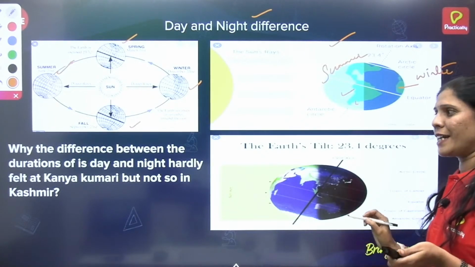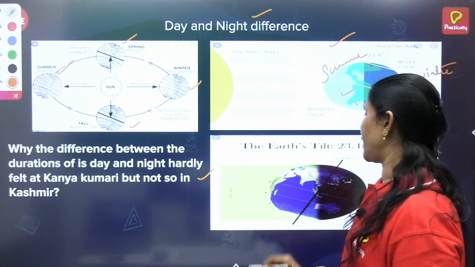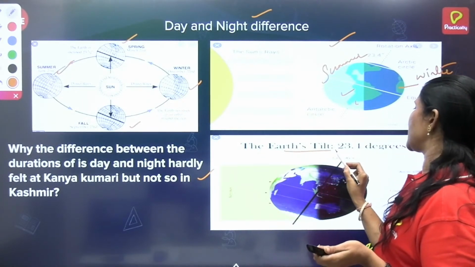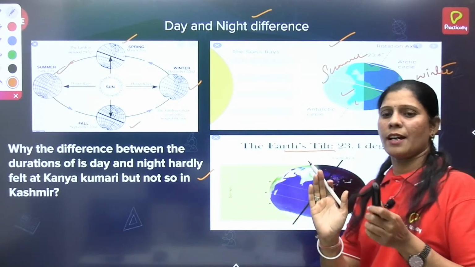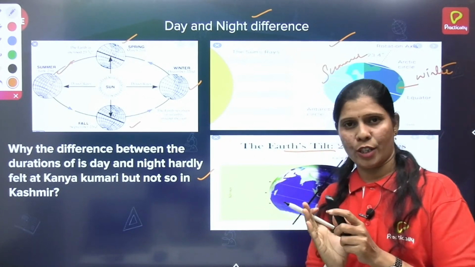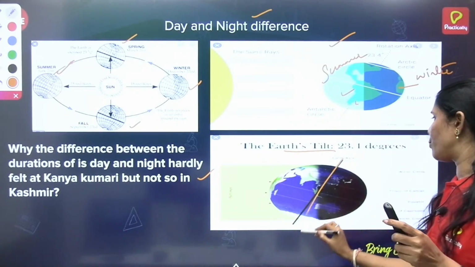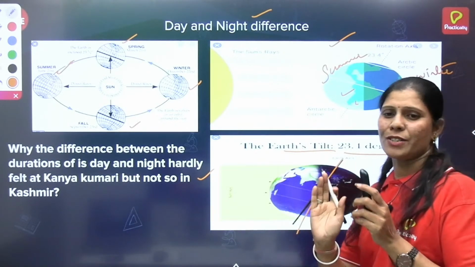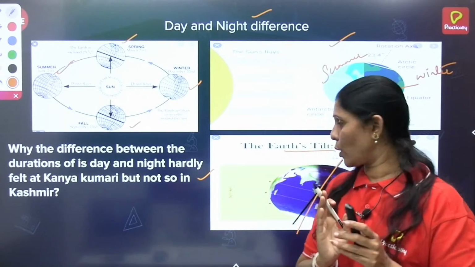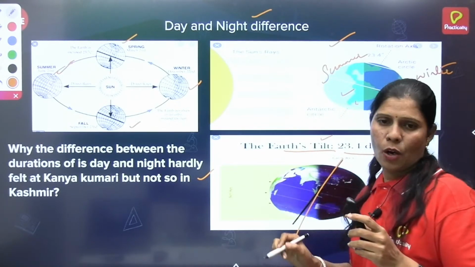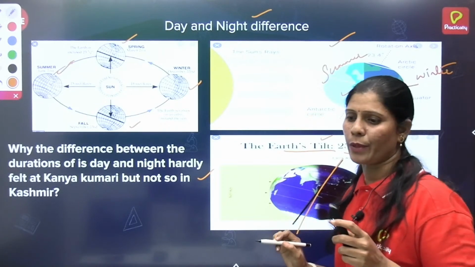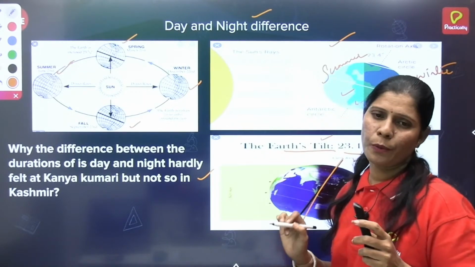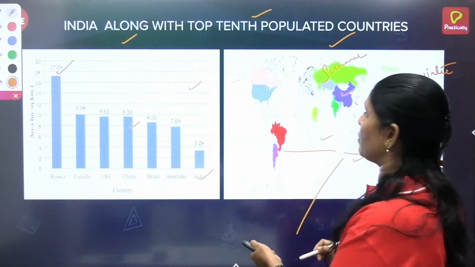And there is another reason why the day and nights differ, that is the earth's tilt, in the sense that it is slanted towards one direction. With an angle of 23.4 degrees, the earth is slanted to one side, so we call it the tilt of axis. Due to this tilt of axis, the day and night differences also occur.